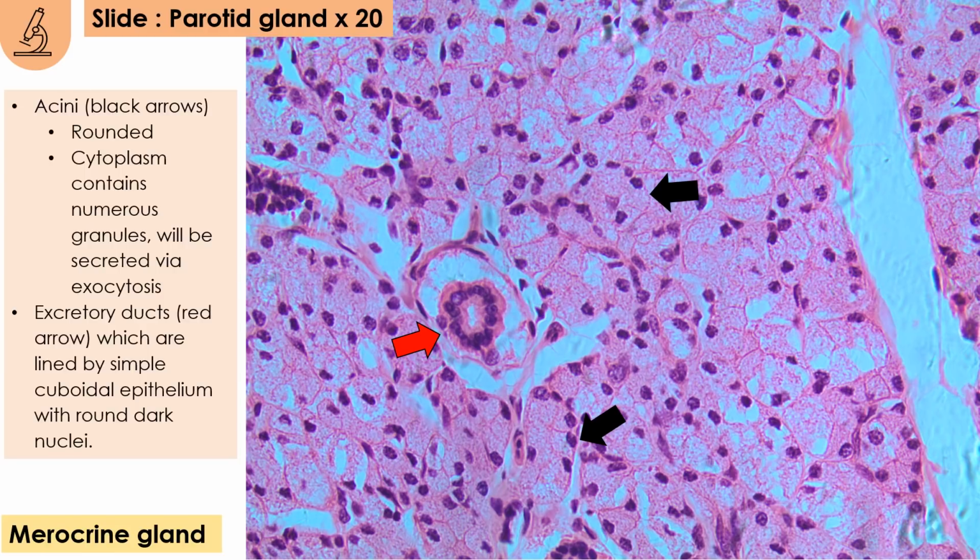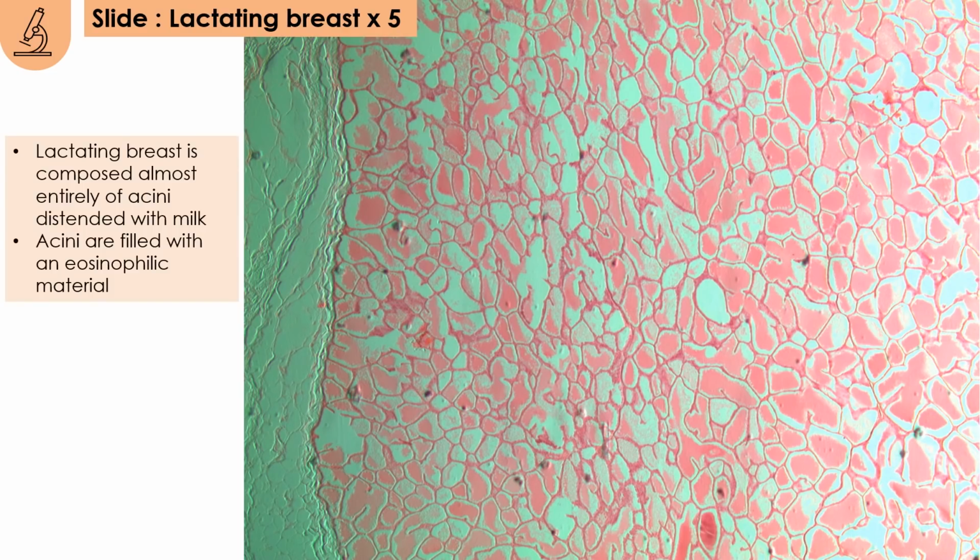Then we move to another gland, the lactating breast. So this tissue is from a lactating breast. You can see it's mainly composed of distended acini. One acini, two acini, three acini, several acini here. Within the acini you can see this eosinophilic material. It's basically the milk. So the acini is distended with this eosinophilic material, the milk.